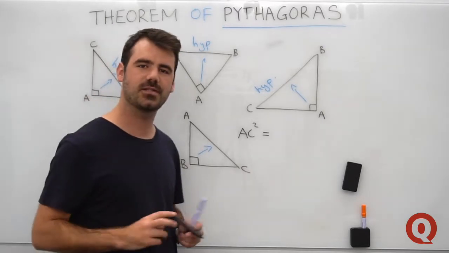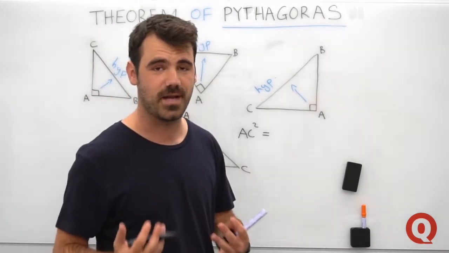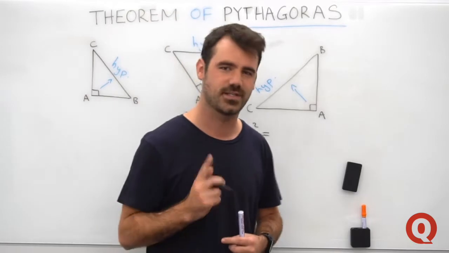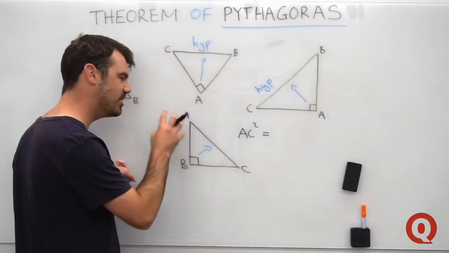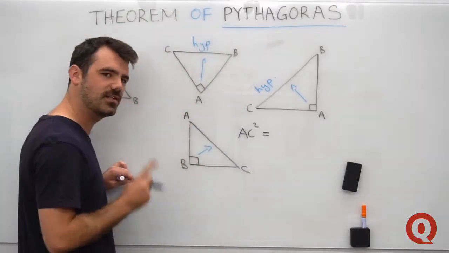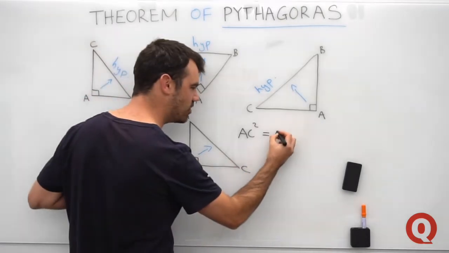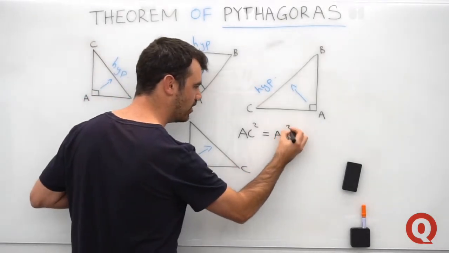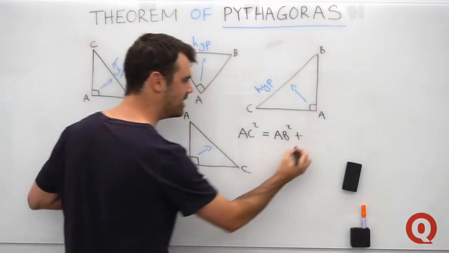Sum, what does sum mean? Sum means addition. Sum means plus. We are adding when they use the word sum. So he says it's equal to the sum of the two shorter sides squared, which is AB squared plus BC squared.